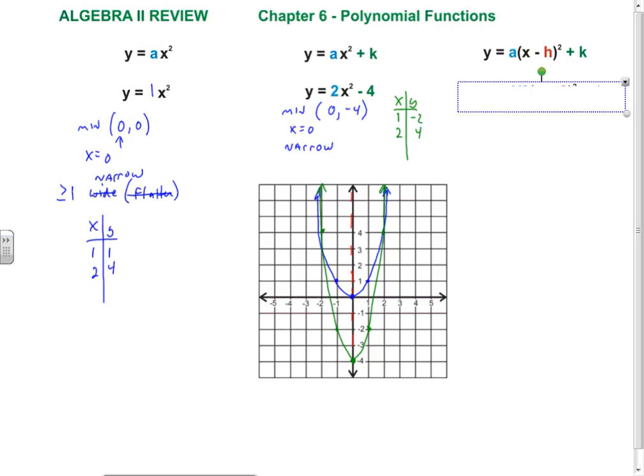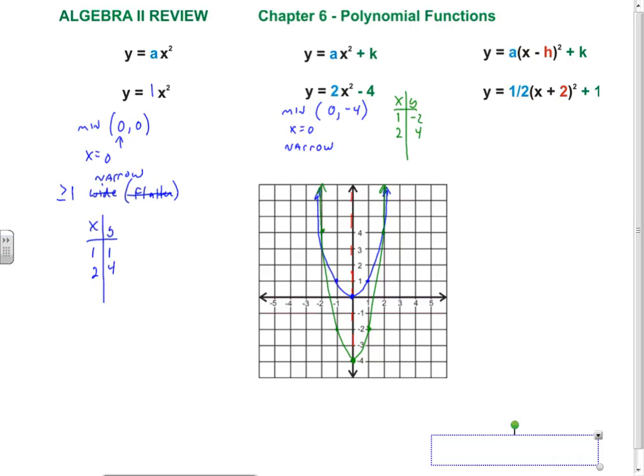Okay, so let's do an example here of this one. Y equals 1/2 the quantity x plus 2 quantity squared plus 1. We look at our a value, and that determines that, again, we have a min, correct? Because the a is positive. Positive a is a min, negative a is a max. What are the coordinates of our min point? All right, be careful. This is negative 2, 1.